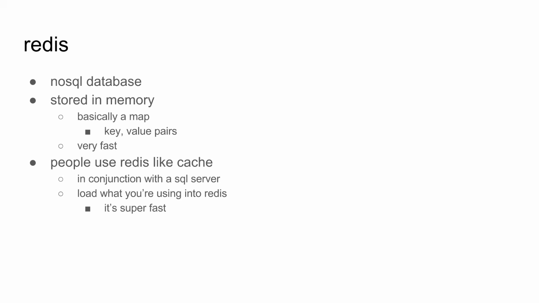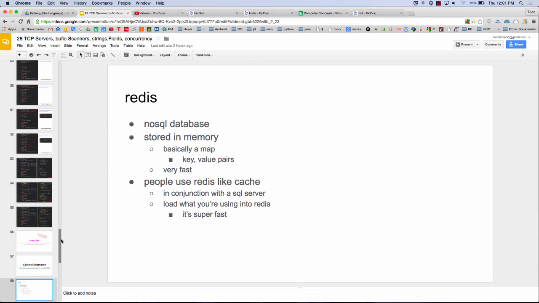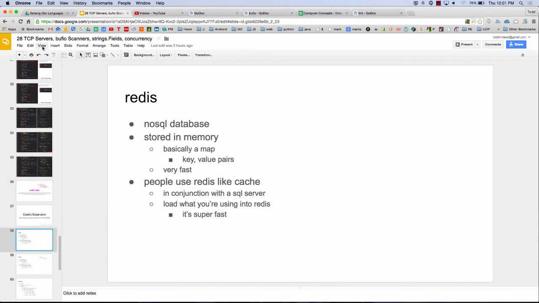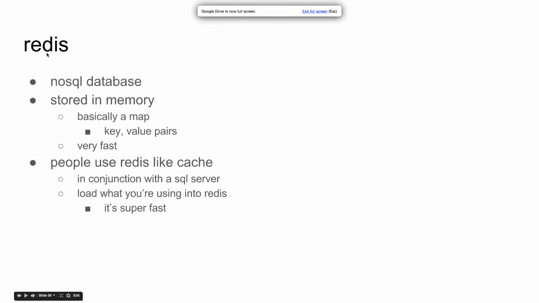And so the last thing to talk about is what is Redis, and a little bit of information on how Redis works, since we kind of recreated that example. It's a NoSQL database, and all your data is stored in memory. So it's basically a map with key value pairs. It's really fast. People use Redis like a cache, in conjunction with a SQL Server often. You load in what you're using into Redis, and it's super fast, but everything's backed up in the server.